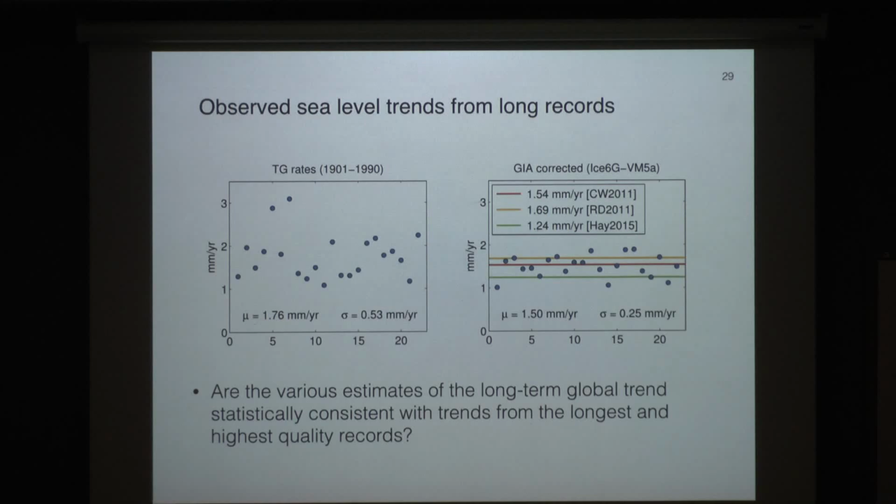So now I'm going to add the rates of change as these horizontal bars from the reconstructions that we just saw. So we have the Hay, the Church and White, and also the Ray and Douglas reconstruction, which is on the higher side as well. And those are the rates compared to the rates in the long records.